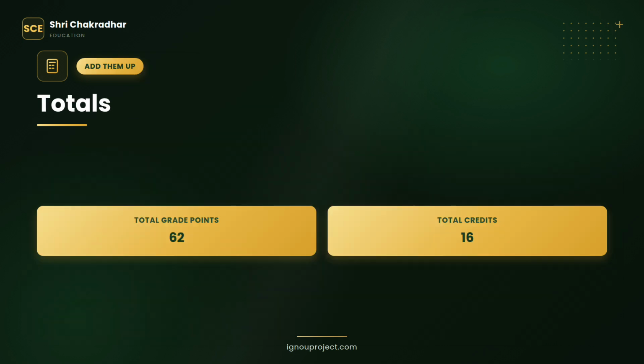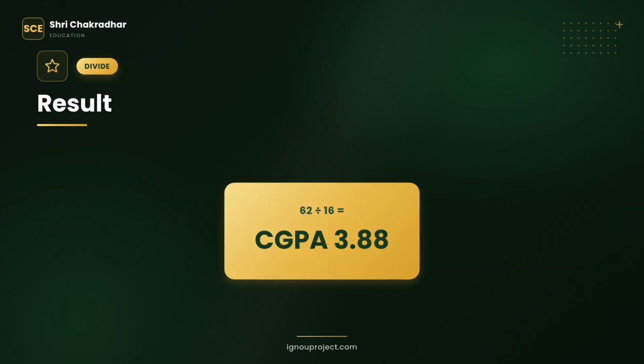Add the grade points earned. 20 plus 16 plus 18 plus 8 equals 62. Now add the credits. 4 plus 4 plus 6 plus 2 equals 16 credits. Finally divide. 62 divided by 16 equals 3.875. So this student's CGPA is about 3.88 on the 5-point scale.